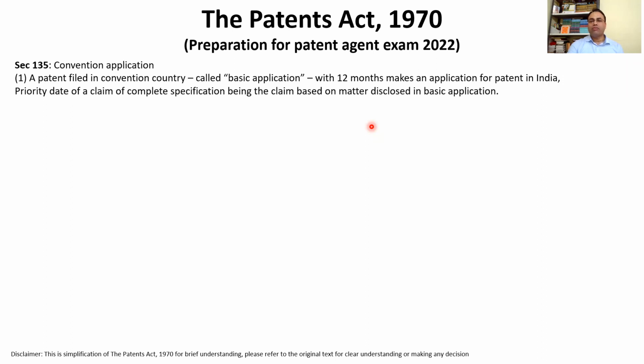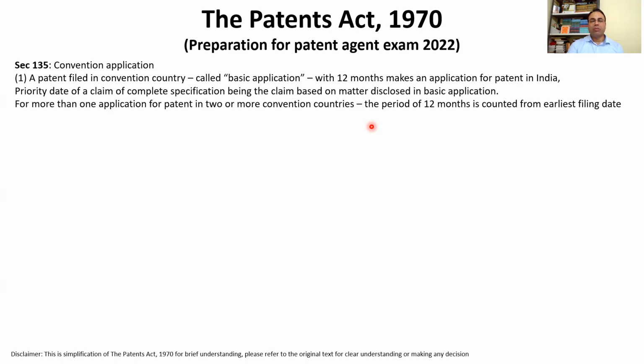So when you file the first patent, the basic patent, in any convention country, then when you are coming to India and filing again in India, all the claims should be based upon the basic application. Then only you will get the priority date of the basic application. If we introduce any new claim or anything new in India, then we are going to lose that priority date. So this is similar to what we discussed regarding priority date.